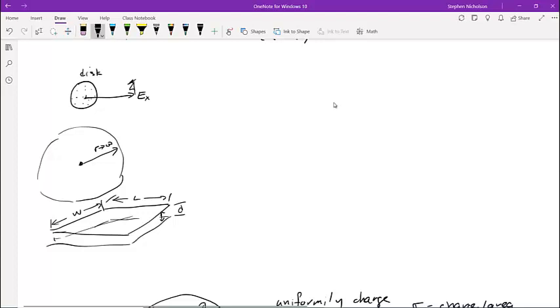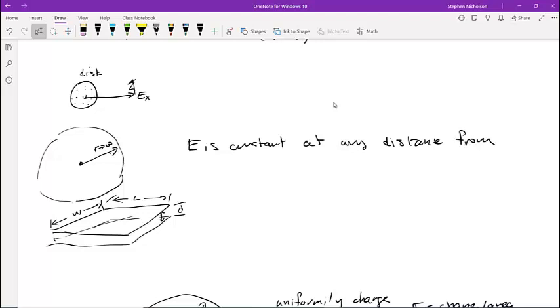So here it says, when you make the radius go to infinity, the electric field is constant at any distance from the disk, which I'm going to call a plate. And the value of the electric field is equal to sigma over 2 epsilon 0.